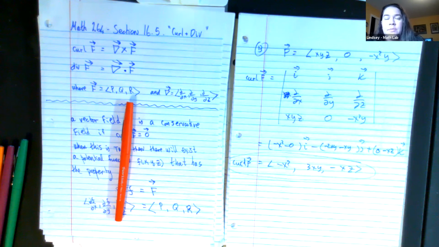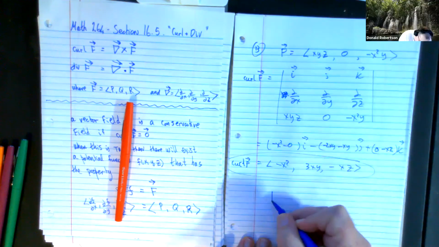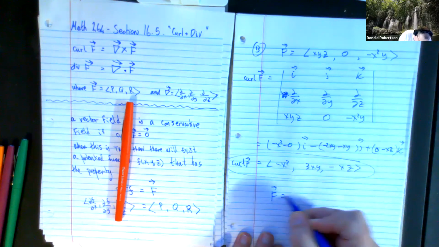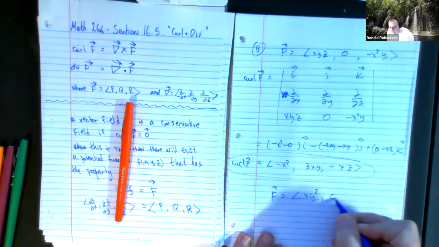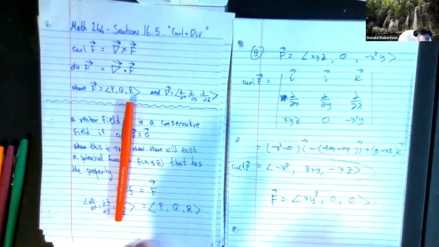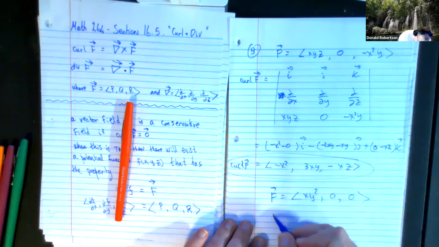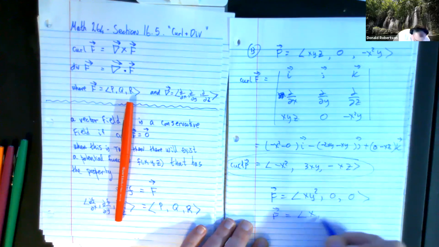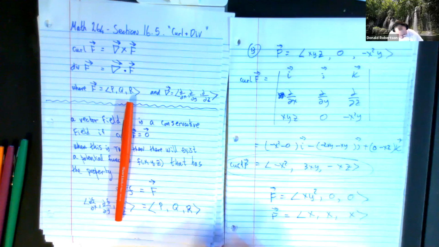Yeah, that makes sense. Now, if you had a vector field that was xy squared, 0, 0, a weird vector field, but if you had one that just looked like that, if I did the curl on it, can you see that I'm probably going to get 0, 0, 0? You could do the math of it. I'm just curious what that would do.